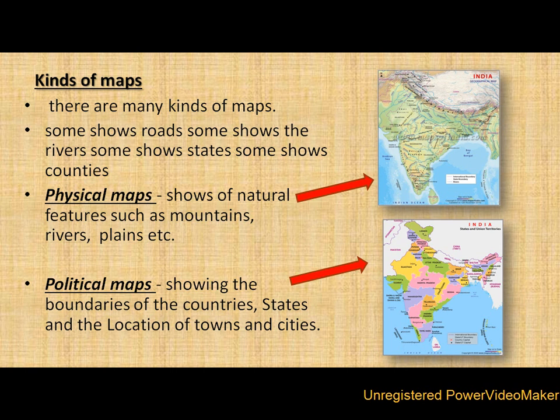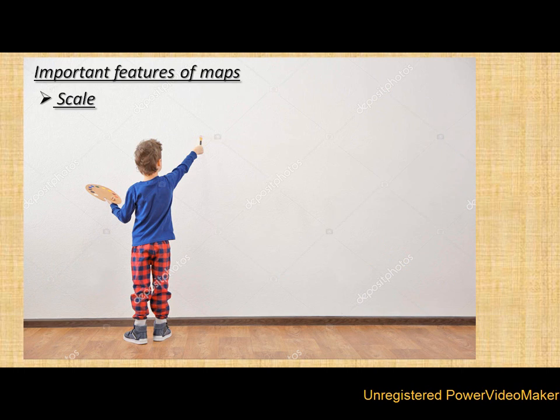So, looking at the definition of the political map, a political map is the map which shows the boundaries of the country, state, and the location of the towns and cities. This is just a revision of things which we studied already in 6th class. Now we are going to look at the topic which is new to you, that we are clearly going to study in 7th class. Here we are going to study about important features of the map.